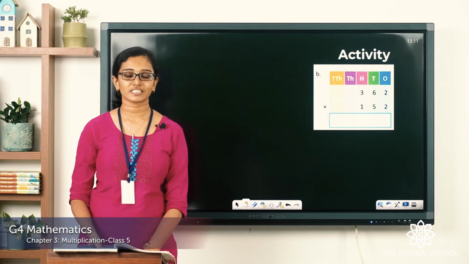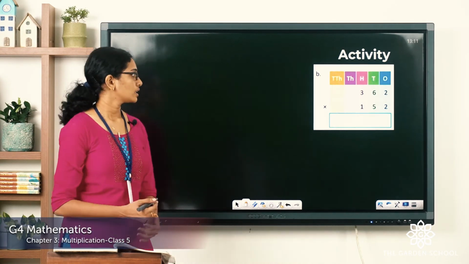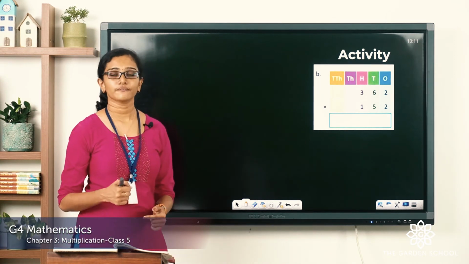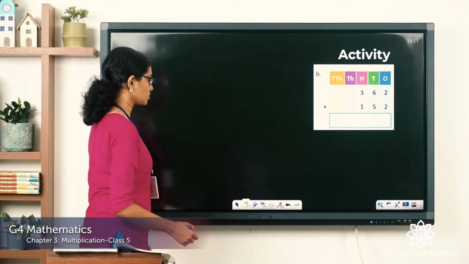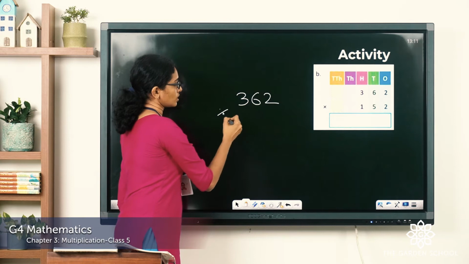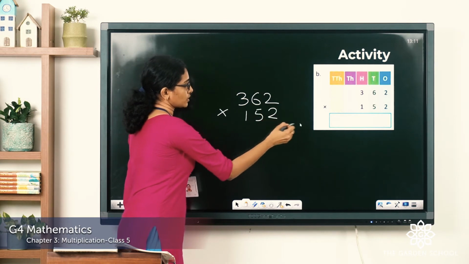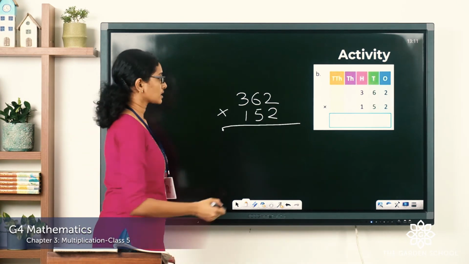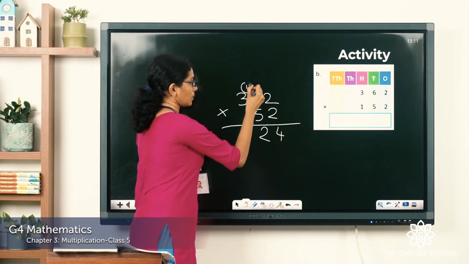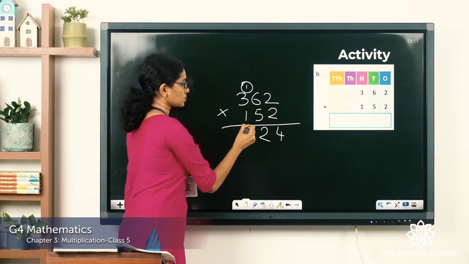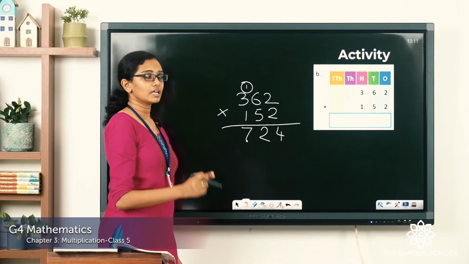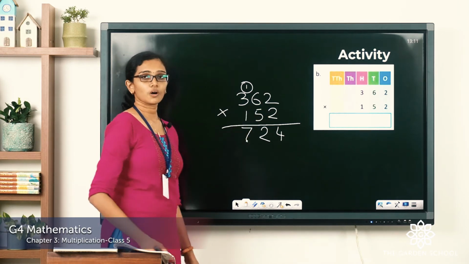Now let's discuss the questions. Let's see the first one. Question B, it was 362 into 152. Let's do the multiplication to find the product. So our numbers are 362 into 152. Let's start multiplying the ones. 2 into 2, 4. 2 into 6, 12. Carry over 1. 2 into 3, 6, plus 1, 7 here.